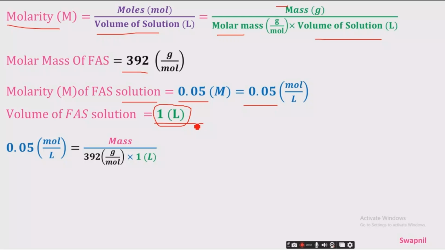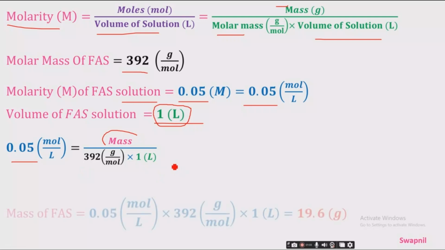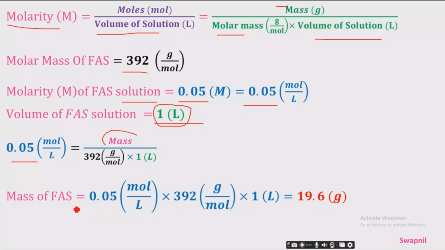So by substituting these values in the above formula, we get 0.05 mole per liter is equal to mass divided by 392 gram per mole into 1 liter. This is the mass of ferrous ammonium sulfate. By rearranging the equation, we get mass of ferrous ammonium sulfate is equal to 0.05 mole per liter into 392 gram per mole into 1 liter. By doing the calculation, we get 19.6 gram. So this much amount of ferrous ammonium sulfate is required to prepare 0.05 molar solution of ferrous ammonium sulfate.